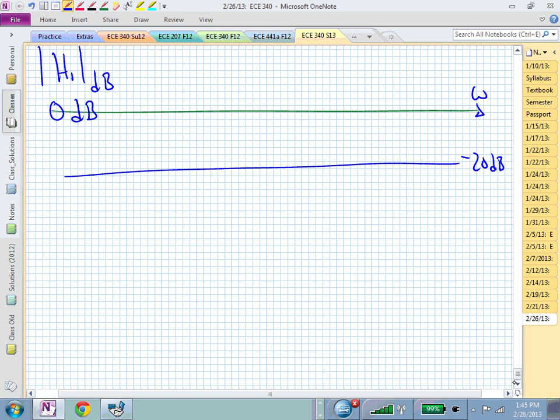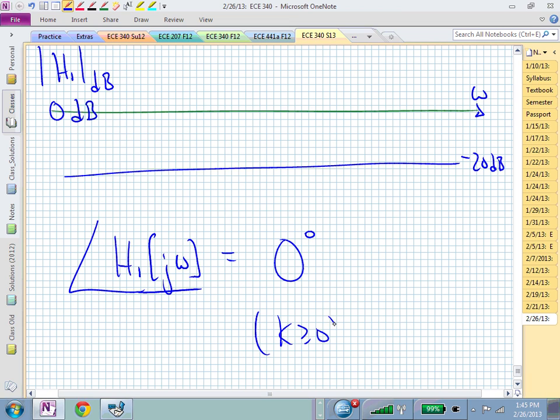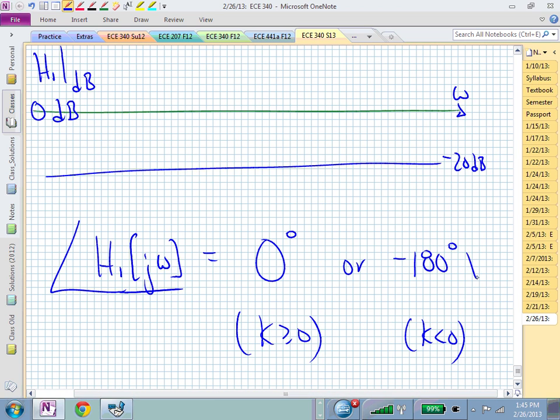Now, what's the phase of h sub 1 of j omega? That's going to be 0 if that gain is positive or non-negative. Or let's just agree that it will be negative 180. It could be plus 180, and MATLAB may sometimes give you plus 180 if you had a negative gain. And it's that angle for all omega.